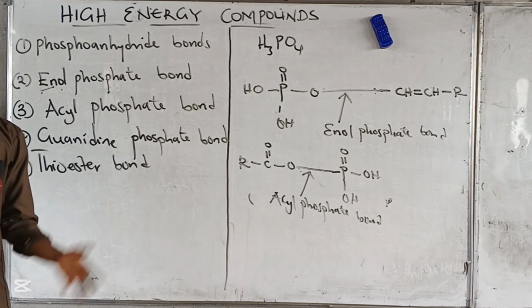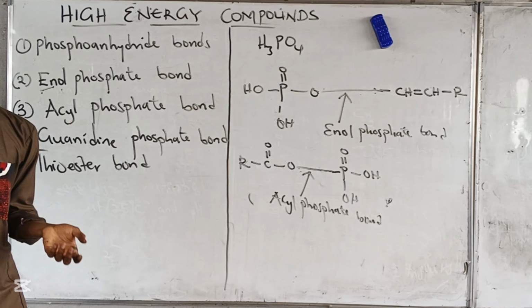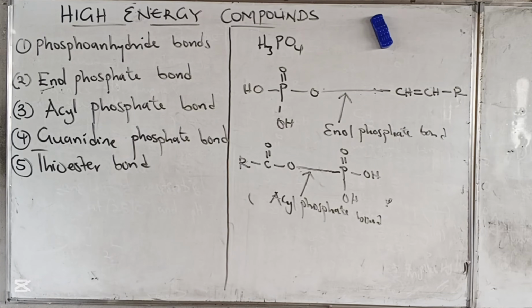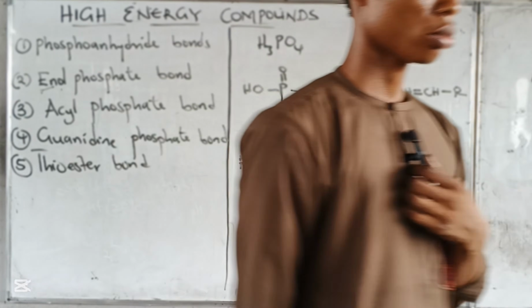Please, in the exam, if you are asked to explain all this and you draw all these things for them, you are accumulating marks for yourself. Alright, so that's that for the acyl phosphate bond. Can we continue? Can we draw that?